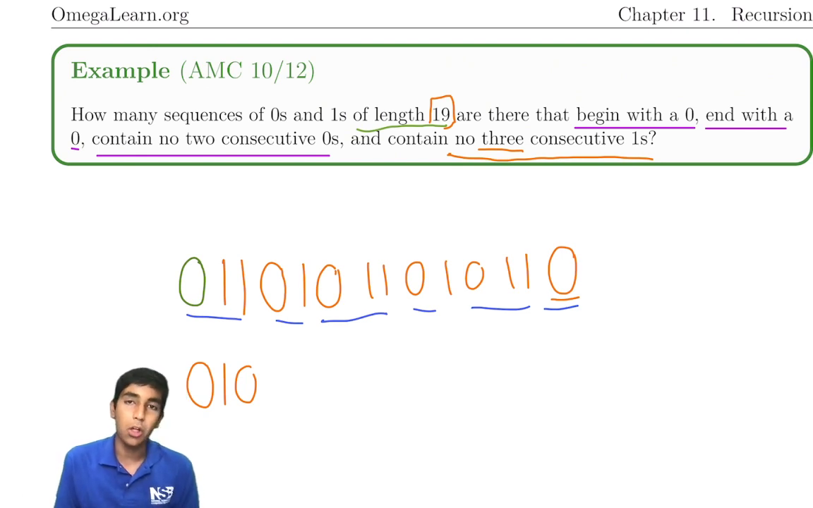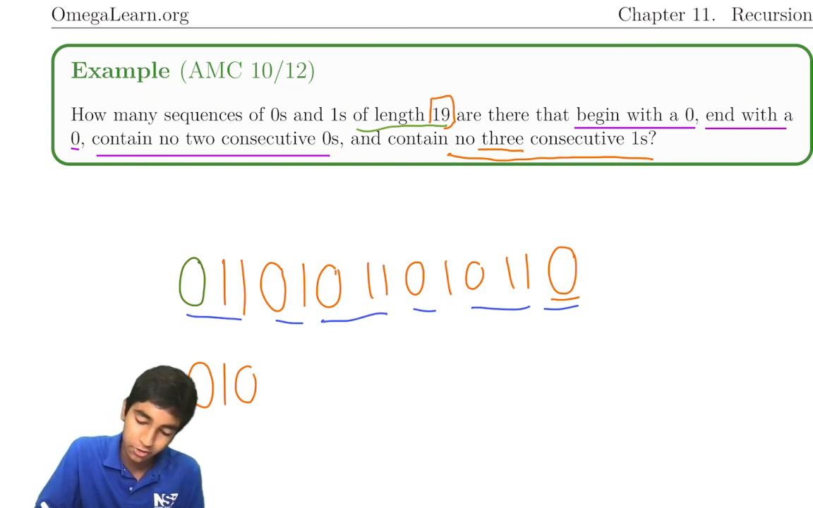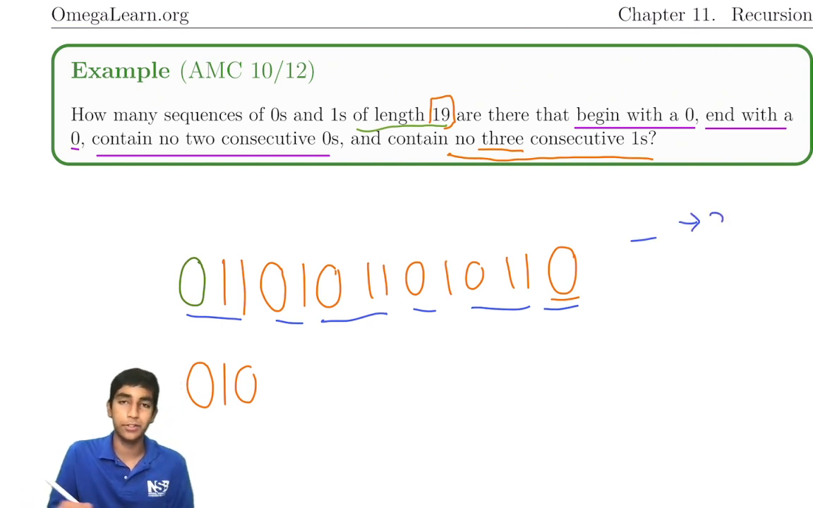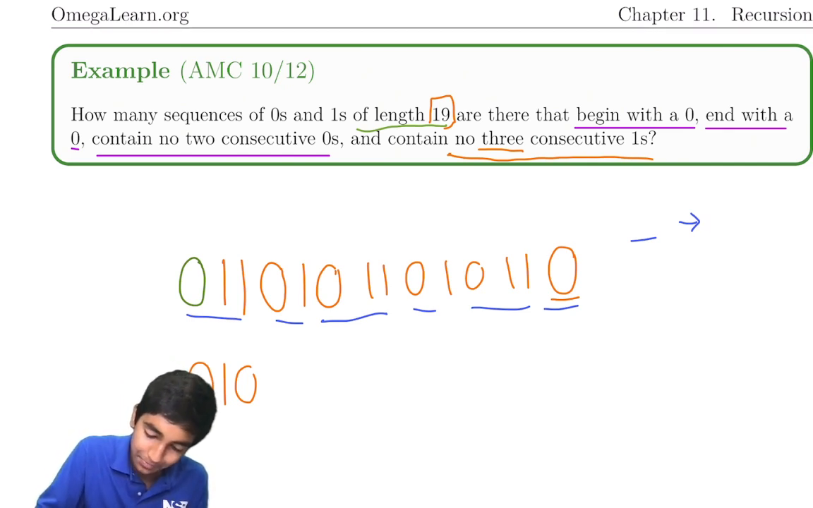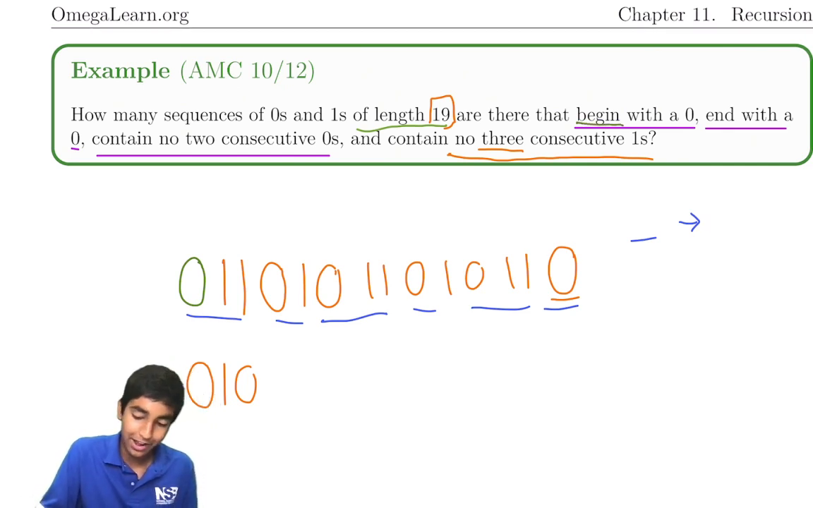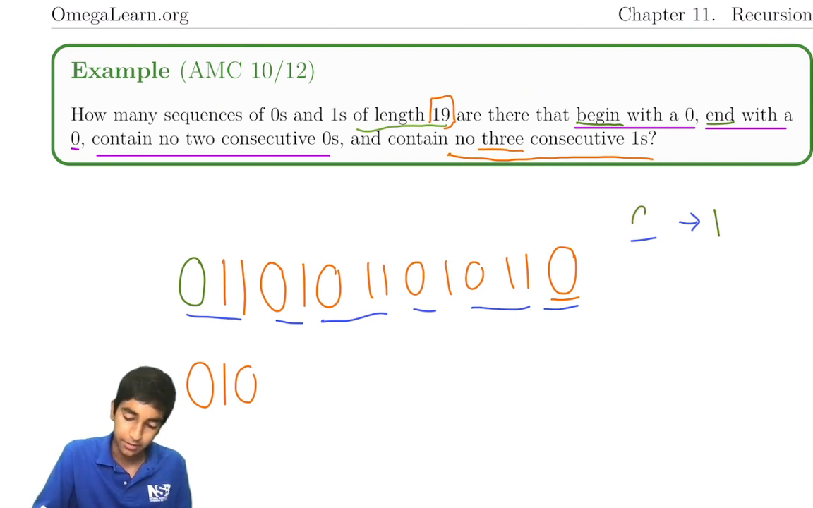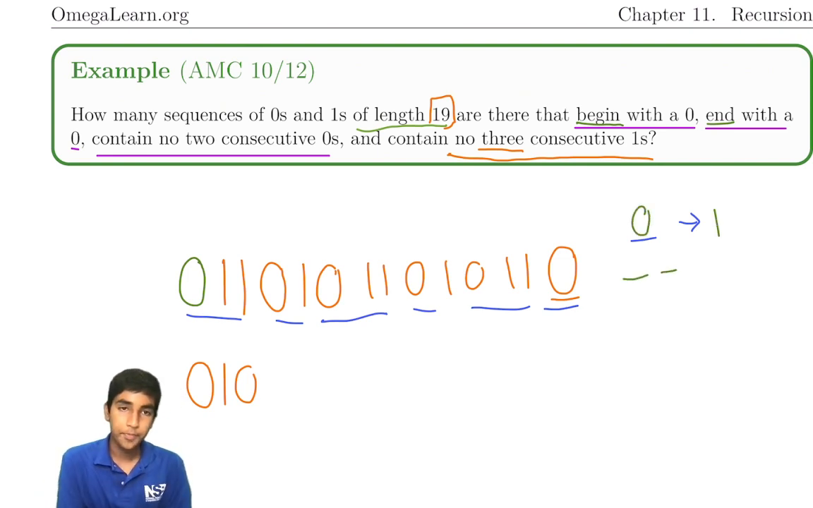Let's tackle this for small cases. What if it's length 1? Not 19, just 1. Seems like a boring question, just 2, 0 or 1. Or, wait, actually, no, it can only be 0 because our condition says it will begin with a 0 and end with a 0. So just one way, actually. Has to be 0.